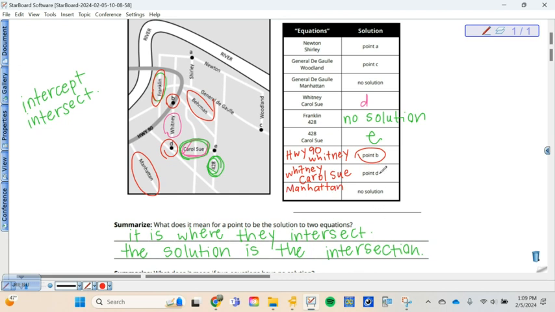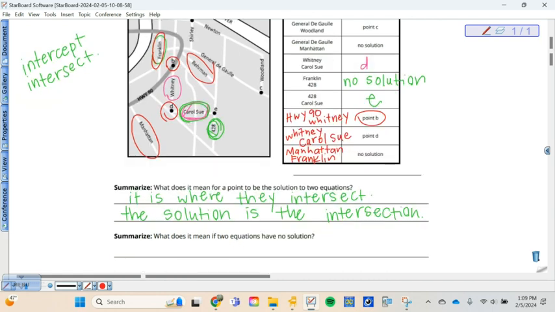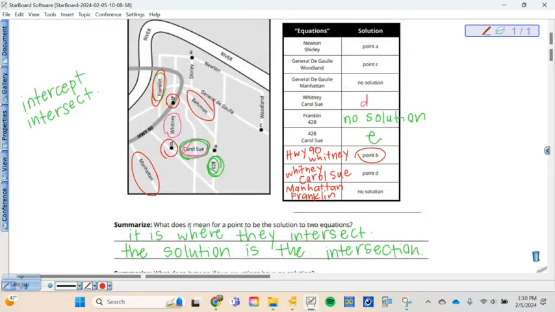And what does it mean when something has no solution? They don't intersect. Exactly. They do not intersect. Okay. Is it possible for two equations to have more than one solution? How? Can you give me an example of one?